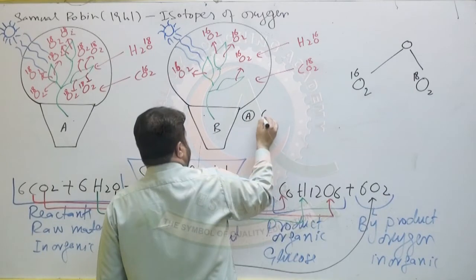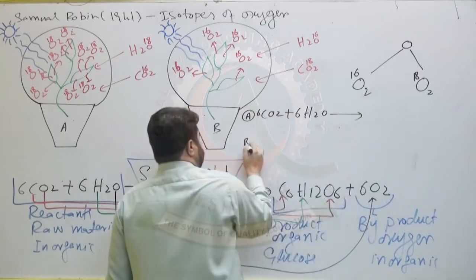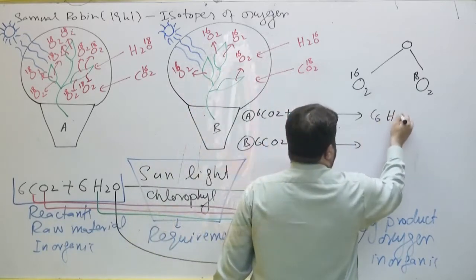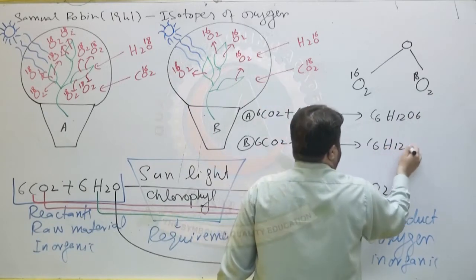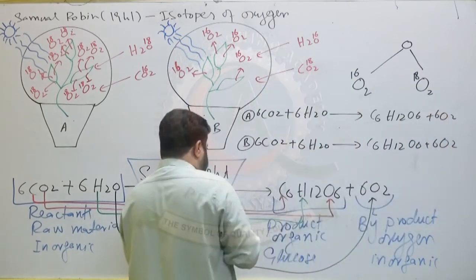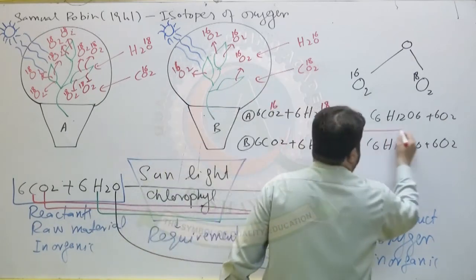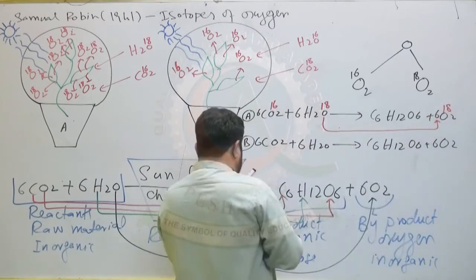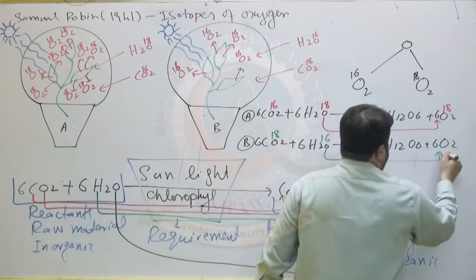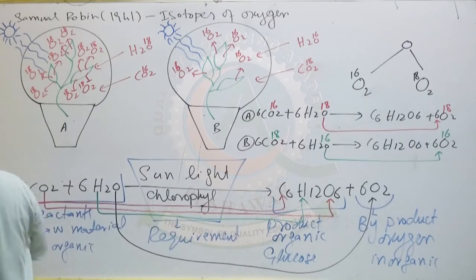So in experiment A, we studied that water and carbon dioxide combine together and produce glucose molecules. This glucose molecule is considered to be organic in nature. In the first experiment, he used the isotope O18 of water and O16 of carbon dioxide. In the next experiment, he used O16 of water and O18 of carbon dioxide, and here they collected O16 oxygen. Hence it is proved that oxygen comes from water, not from carbon dioxide.